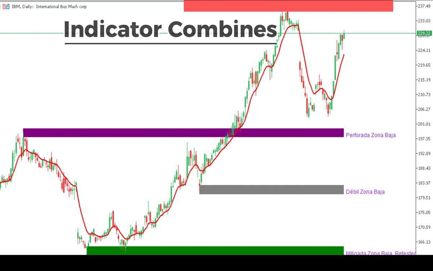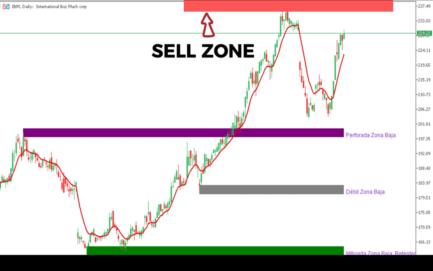So this red zone simply means that we shall only be looking for sell trades, and the green zone we shall only be looking for buy trades. It's just that simple. We shall only be focusing on those two zones. The rest are considered minor zones. So with that out of the way, let's look at some illustrations.